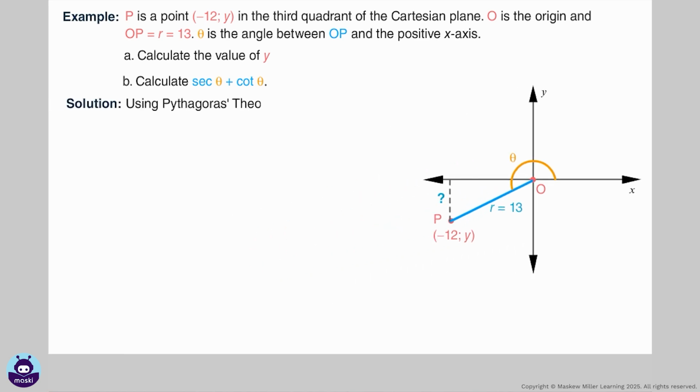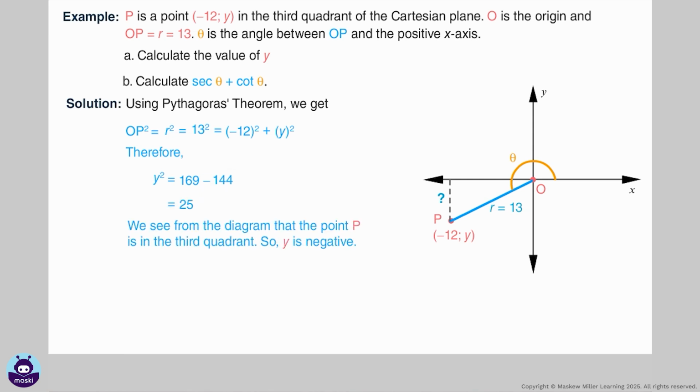Solution. Using Pythagoras theorem, we get OP squared equals r squared equals 13 squared equals (-12) squared plus y squared. Therefore, y squared equals 169 minus 144 equals 25. We can see from the diagram that the point P is in the third quadrant. So, y is negative. Therefore, y equals negative square root of 25 equals -5.